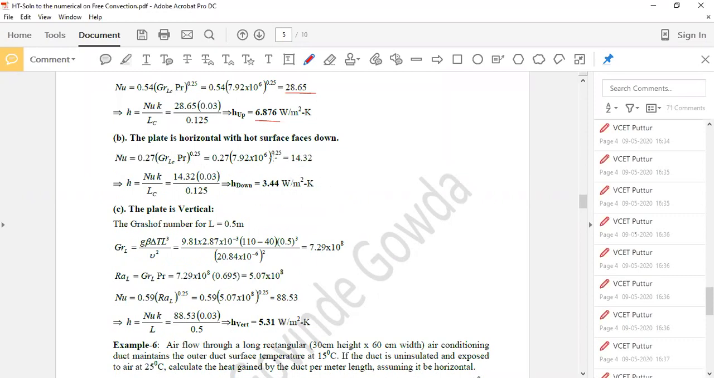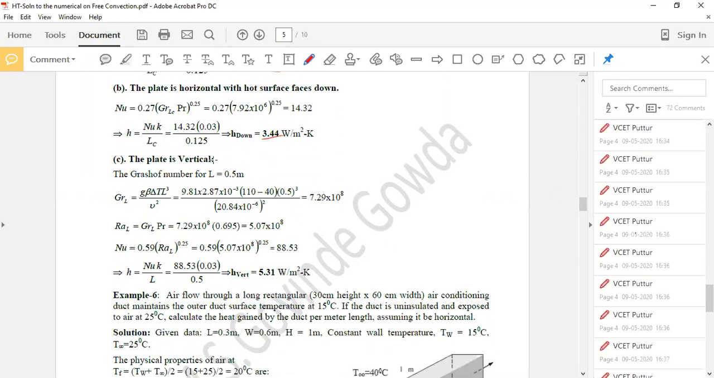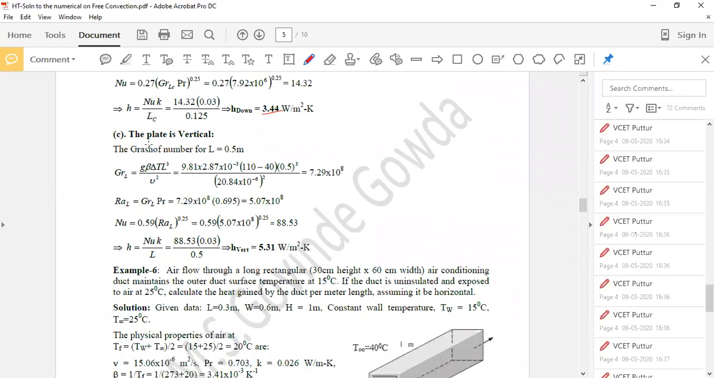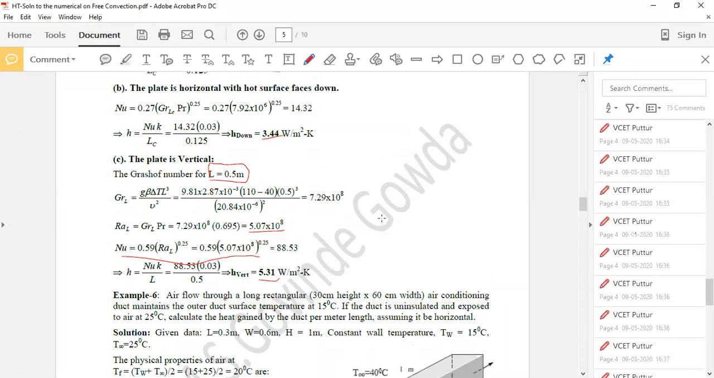And similarly for the horizontal plate facing down, you observe here, and the vertical plate. When the plate is vertical, then the characteristic length will be the height of the plate or vertical height of the plate. So that is L equal to 0.5 meter. Accordingly, your Rayleigh number will be calculated, and this Rayleigh number is 10 to the power of 8, which is less than 10 to the power of 9. Hence, it is laminar flow, and hence you will use this correlation and you will calculate the heat transfer coefficient.